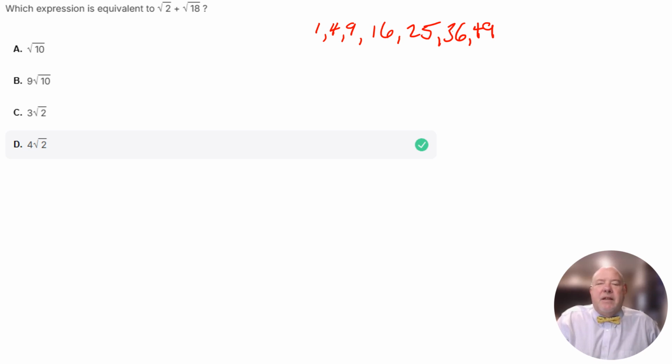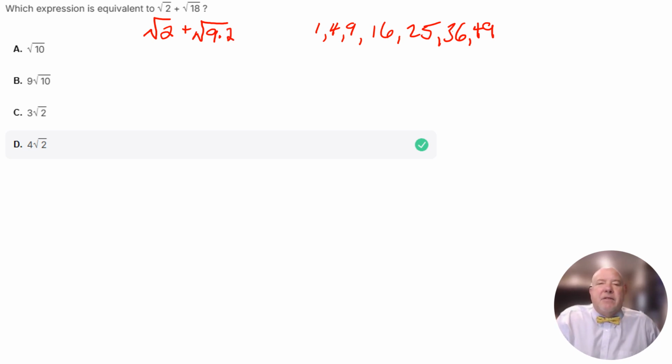And so what I want to do is see if I can factor this 18. The 2, all I can do is factor that into 2 and 1, and that's not going to do anything for me. But the 18, I want to see if any of these numbers are factors of 18. And so I want to find the biggest one that is, and that would be 9. So I can break the 18 into 9 times 2. So then what I'll have here is the square root of 2 plus, I'm just going to write this out so you can see exactly what I'm doing. I'm going to make the 18 into 9 times 2.